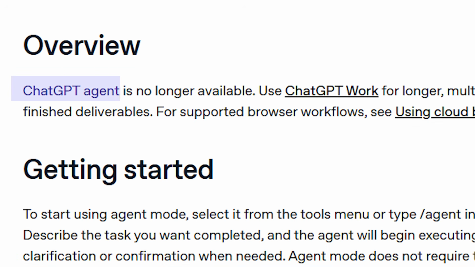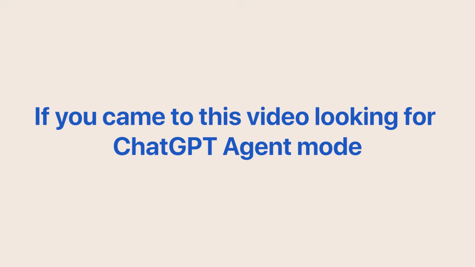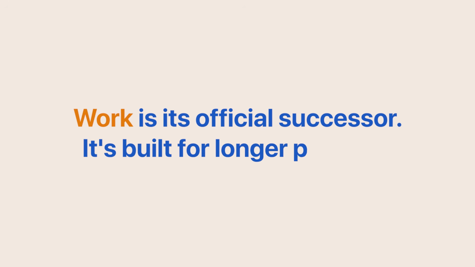Here's the bit that's confusing a lot of people right now. Agent mode hasn't just been deprecated, it's completely gone. OpenAI's own page says so. So if you came to this video looking for ChatGPT Agent Mode, just know that now it's called ChatGPT Work. Work is its official successor that is built for longer projects.